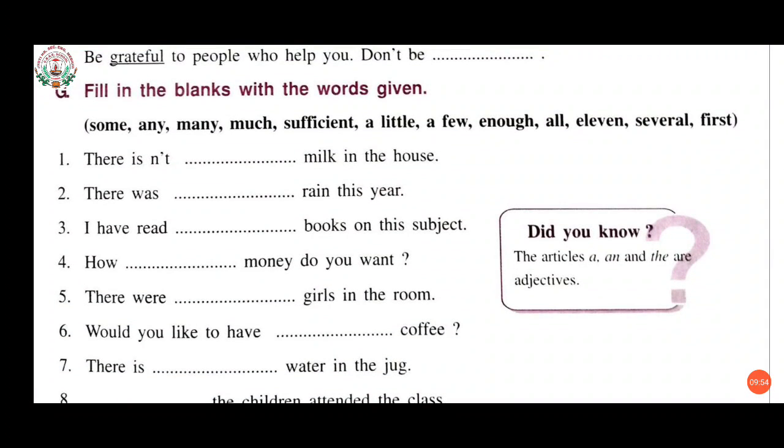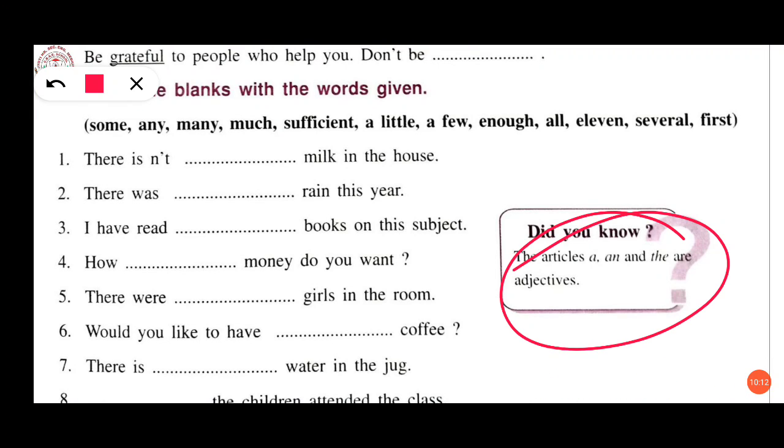Now come to G question. G is what? Fill in the blanks with the words given. Here the words are given in the box as options. In the box it is given that the articles a, an and the are adjectives. Sometimes the articles that we learned in the previous lesson, a, an and the, if we are using them, they are also adjectives.